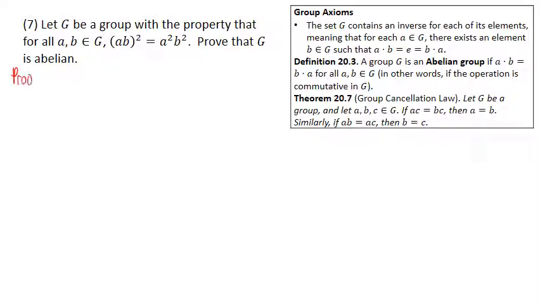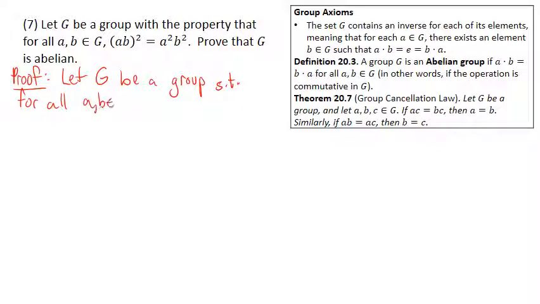So proof. I'm just going to copy the things that were in the statement. Let G be a group such that for all A, B in G, (AB) squared equals A squared B squared.